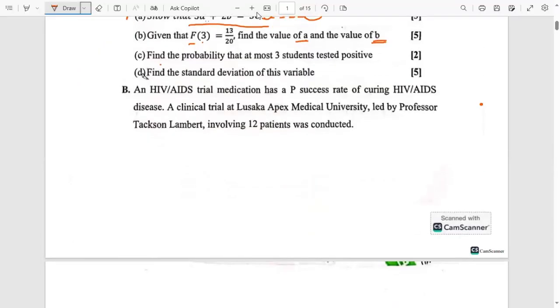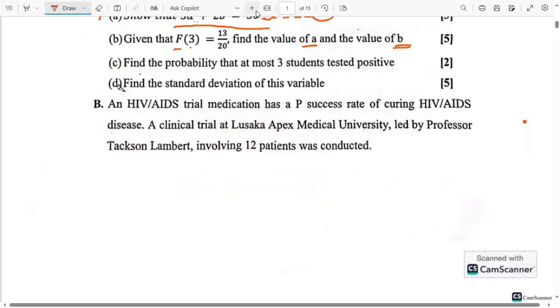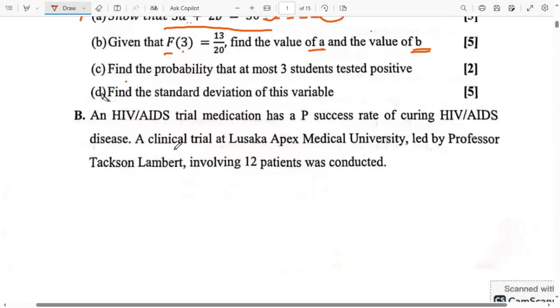Okay, so we are on this question now, question B. Let me make it big. On question B, they're saying an HIV and AIDS trial medication has a P success rate of curing HIV and AIDS disease. And then they're saying a clinical trial at Osaka Apex Medical University, led by Professor Taxon Lambert, involving 12 patients, was conducted.